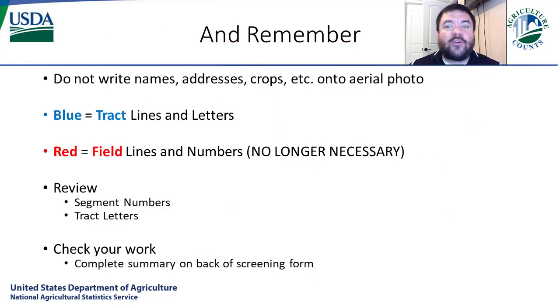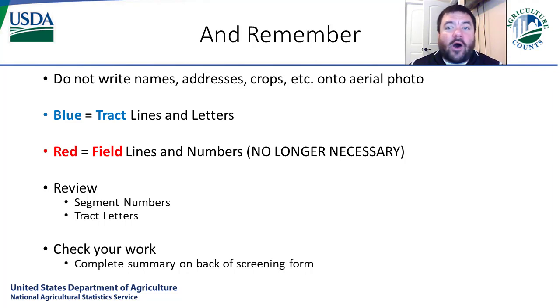Here are a few final reminders when dealing with aerial photos. Tracts should be outlined and lettered using blue photo pens. Red photo pens would be for drawing off and numbering fields. Remember, we are no longer concerned with field level data, and enumerators are encouraged to not take the time to draw off fields unless it is absolutely necessary.